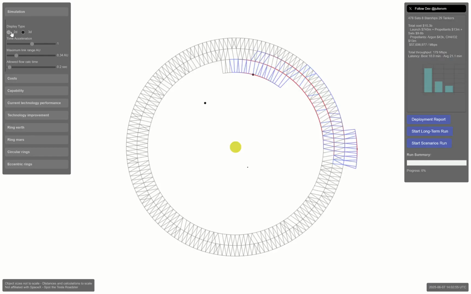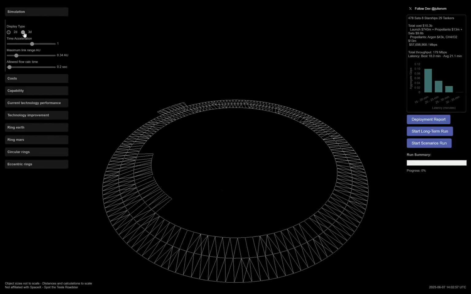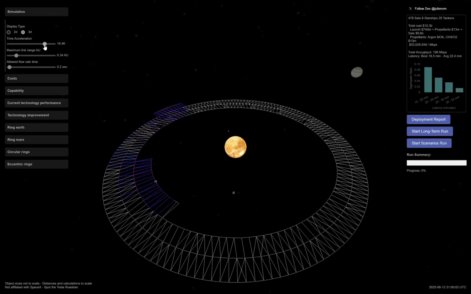First of all, you have a display option here of 2D or 3D. The time acceleration, if you want to look into the future or the past, and note that you have the date on the bottom right of the screen. The maximum link range means that the calculation will not consider links that are beyond a certain size. This is in astronomical units.